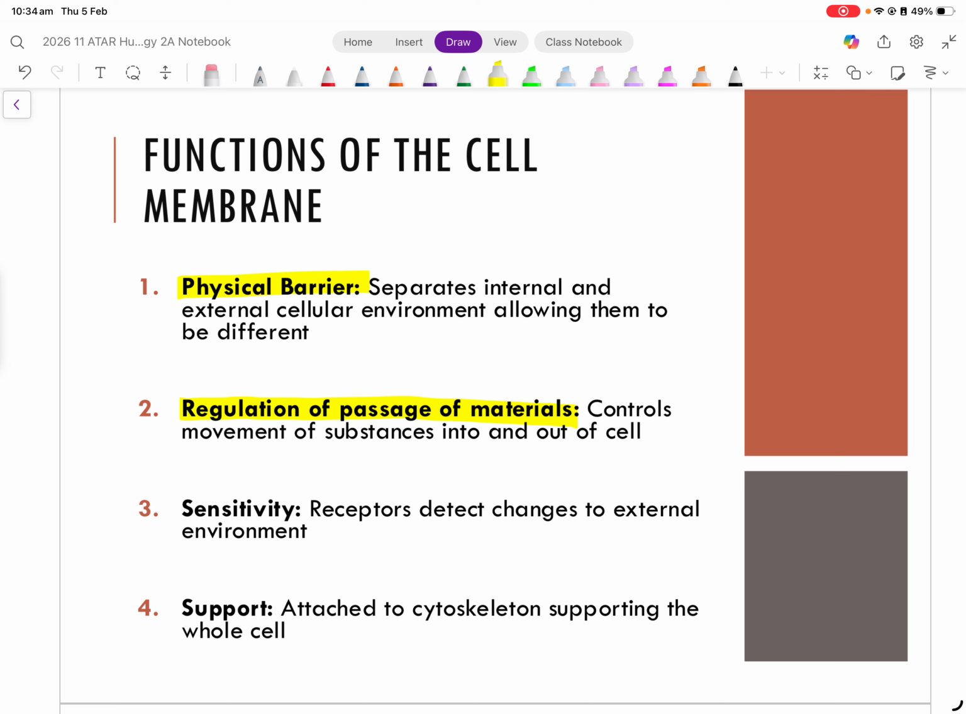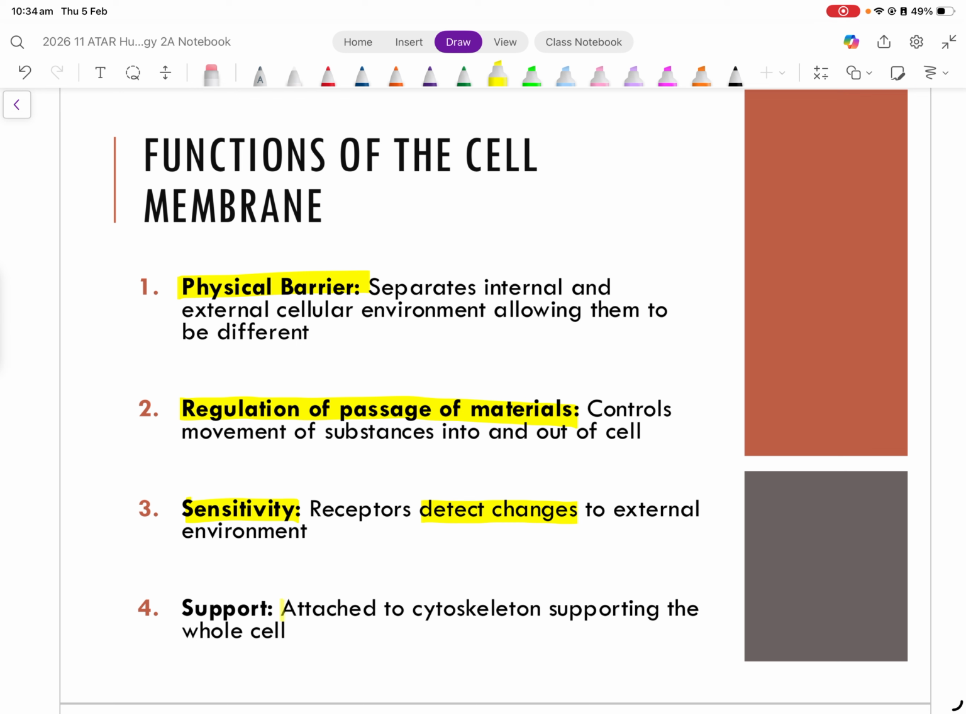In terms of sensitivity, what I mean by this is a really important word, and it should be a word you use if you're ever asked to describe the function of the cell membrane. This is effectively the cell membrane's job in detecting any changes that happen in the external environment, be it a change in particular ions concentration, or perhaps even detecting a foreign cell which could be pathogenic in nature.